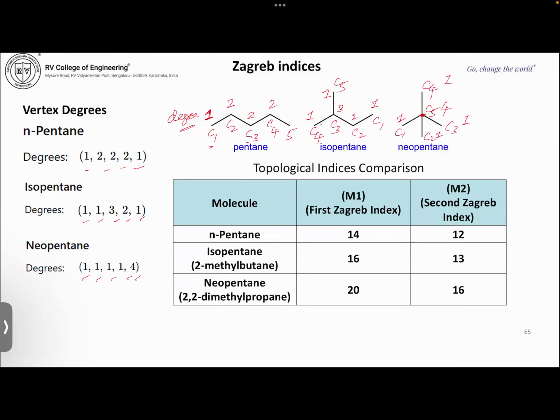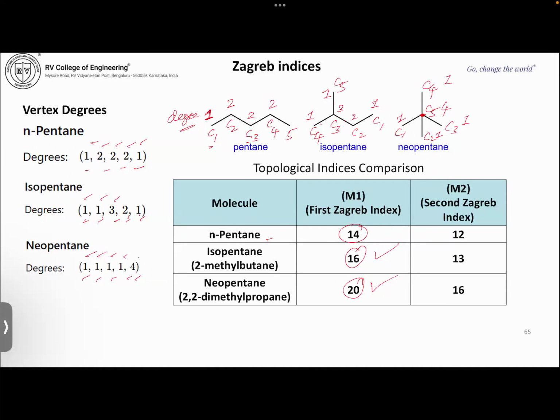M1 is the sum of the squares of the degrees. For n-pentane: 1 square plus 2 square plus 2 square plus 2 square plus 1 square, it will be 14. For isopentane: 1 square plus 1 square plus 3 square plus 2 square plus 1 square, 9 plus 4 is 13, plus 1, 14, 15, 16. So this is the Zagreb index. Then for neopentane: 1 square plus 1 square plus 1 square plus 1 square plus 4 square, 16 plus 4, this is 20. So this is how we calculate the Zagreb index: the sum of the squares of the degrees of the vertices.